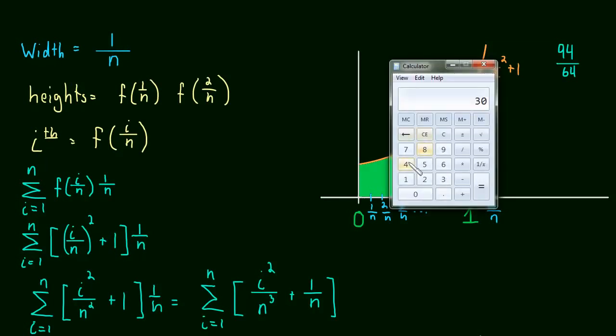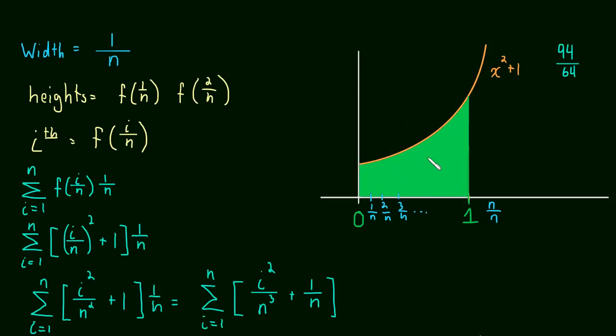Now let's see how close we got. What is 4/3? It's 1.333, right? What is 94 divided by 64? That was our estimate, 1.46 something. So we were pretty close using just 4 rectangles. But now we have a way to find the exact area.